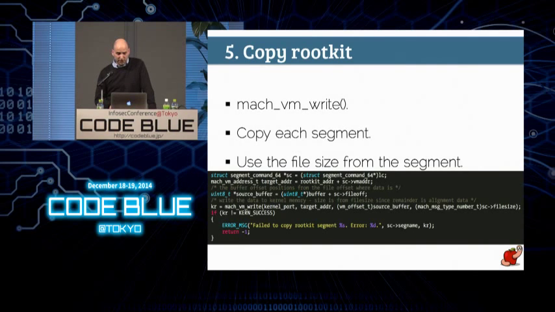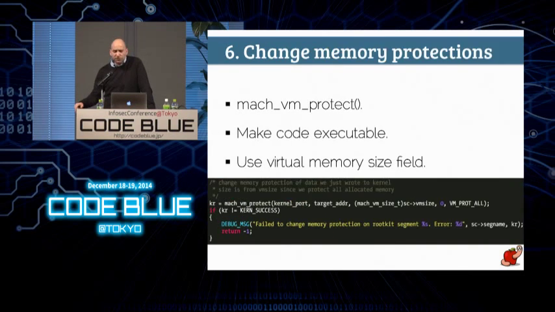It will not be used for anything. Then you change the memory protections using another Mac function, Mac VM protect. You want to make the code executable because when you allocate new code, it's just readable and writable. It's not executable. So you need to change the memory protection.